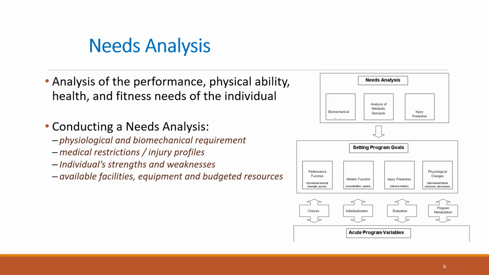involve them in, or maybe some current injuries that they may have, any medical restrictions that they currently have. That comes from your health history form. Any individual strengths and weaknesses that we learn from the assessments. And then you've got to look at your equipment and facilities and time and how much money they have to afford to pay for your training sessions. So that's another factor, and sometimes maybe even insurance reimbursement.